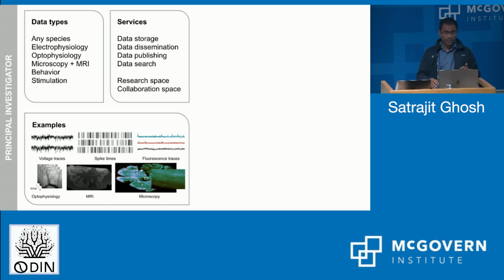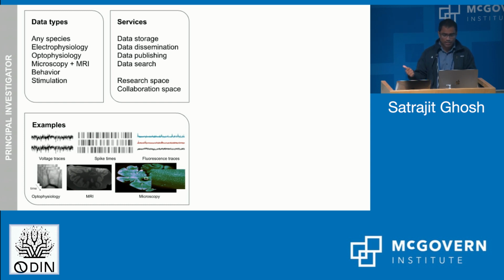So if you're a principal investigator, we allow any species of data, electrophysiology, optophysiology. Because of some interactions with the Brain Initiative, we also allow microscopy and human MRI, alongside behavior and stimulation data. Now, behavior might change as a new archive comes in, but for the moment, behavior is intricately tied to neural recordings in many experiments, and so they have to sit together somewhere, and currently we would support that.